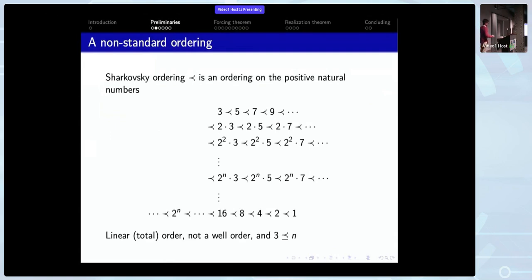Now, it's a linear order, also known as a total order. It's not a well order, but it does have one important property, which is that 3 comes first. And as we'll see, this is why period 3 implies any other period. It's purely because 3 comes first in this ordering. Also, I mentioned that Sharkovsky showed 5 implies everything else except for 3. It's because 5 is second in the ordering.